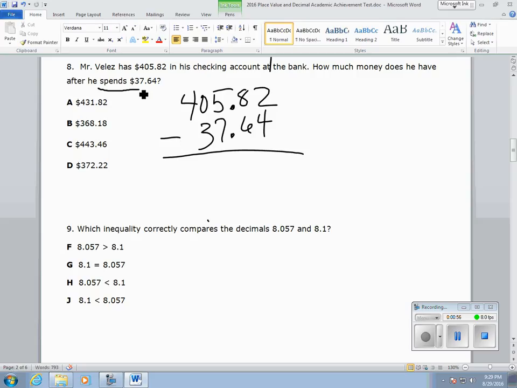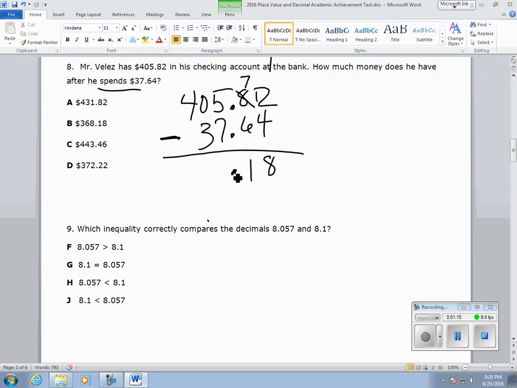So we know that he spends, so that's a negative. You're going to be subtracting. So you can't take away 2 from 4, so you got to borrow from the 8. That becomes a 7. Now that is a 12. 12 minus 4 is 8. 7 minus 6 is 1. Bring down your decimal, just like you would money.